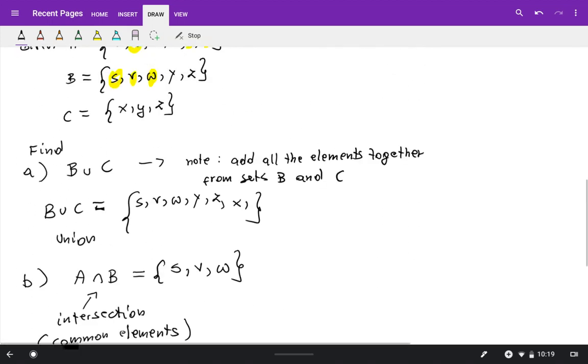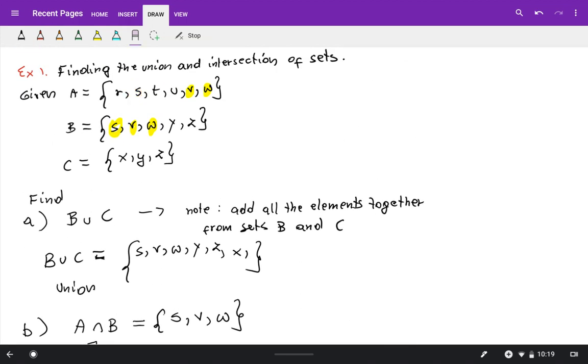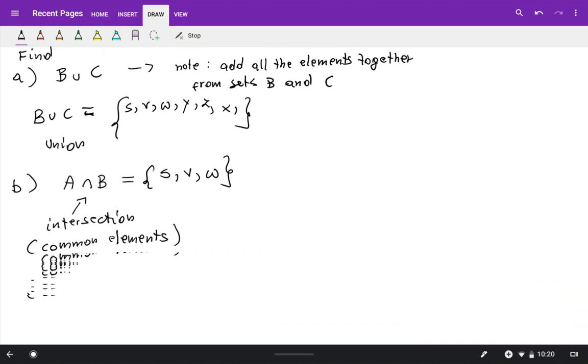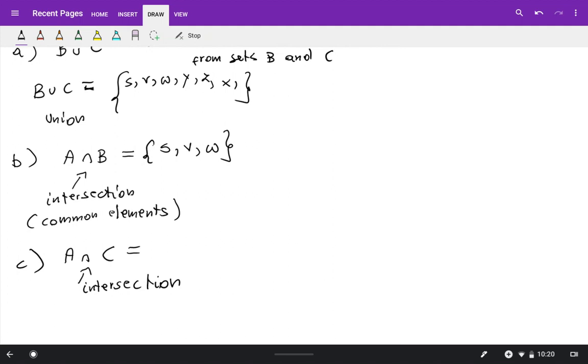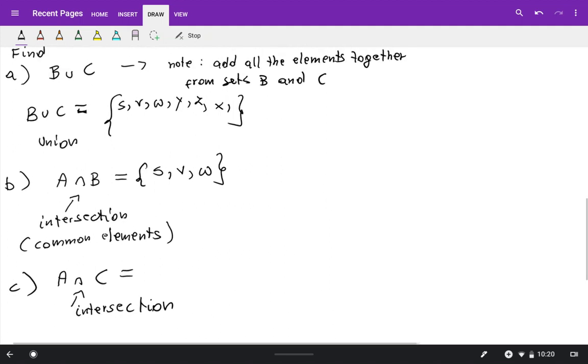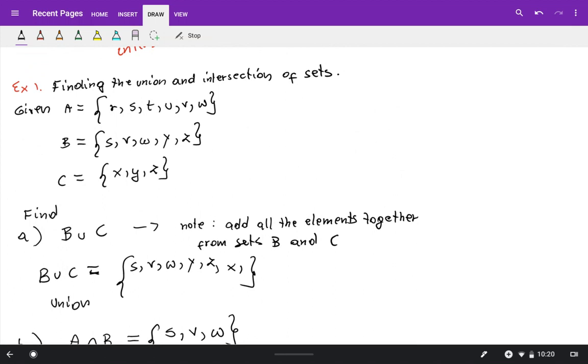Next, I'm going to ask you, let's see if I can remove that. Oops. B had S, V, W, that was W over there. Okay, in example C, I'm going to ask you to find the intersection of A and C. So again, intersection. We're going to check if there are any elements which repeat, which are the same for set A and set C.